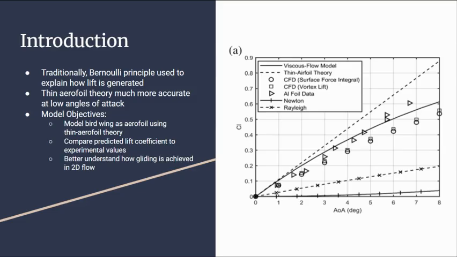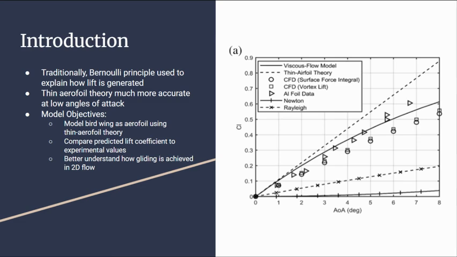Historically, Bernoulli's principle has been an easy explanation for how lift is generated, how birds fly, and how airplanes fly. A pressure gradient washes over an airfoil or a wing, and the difference in pressure on the top and the bottom allows for a lift force to come up and lift the plane or the bird into the air. However, this is not quite what happens.